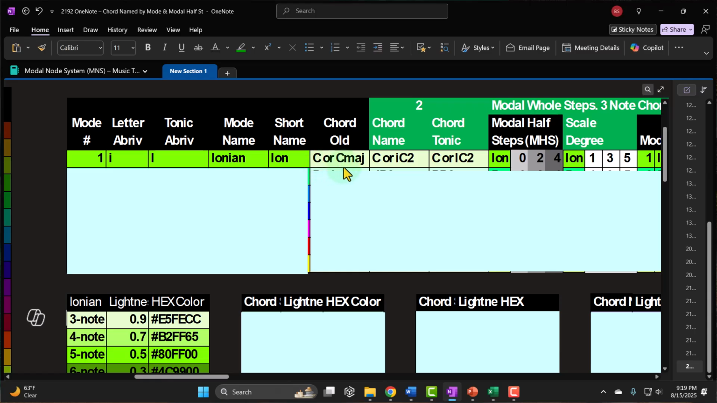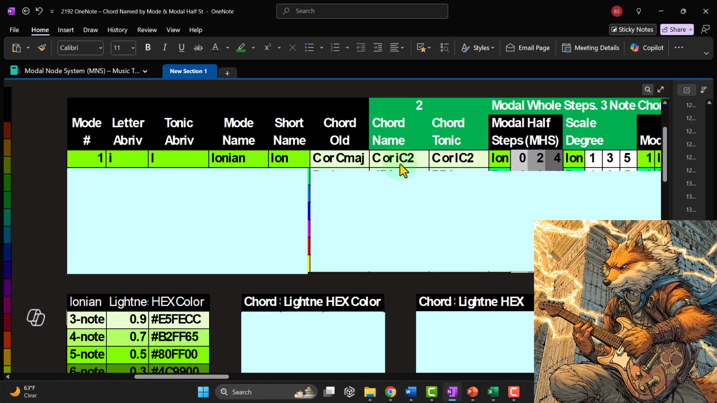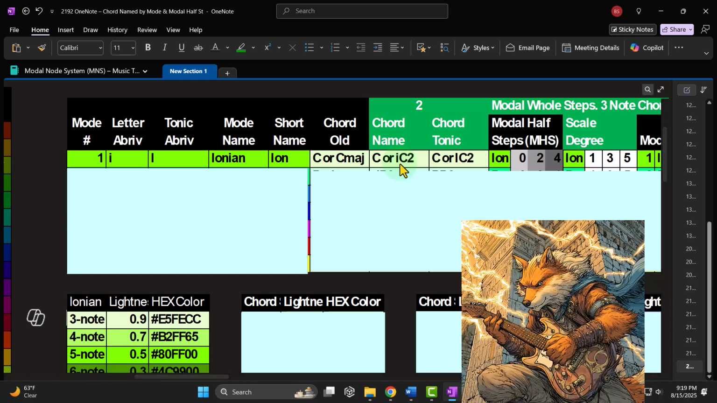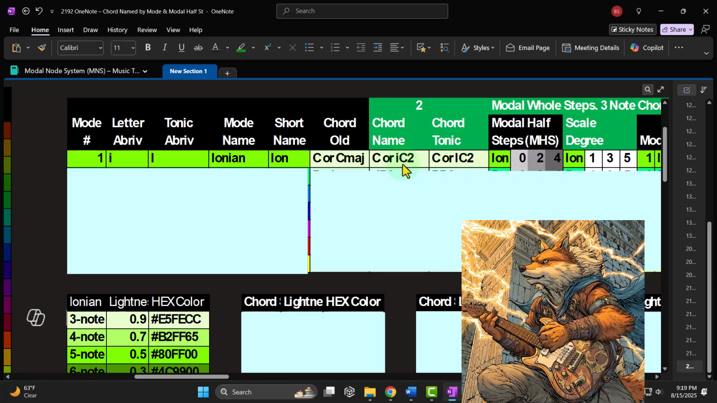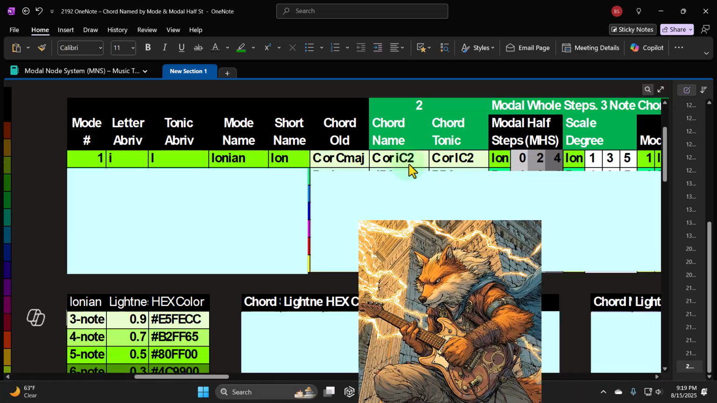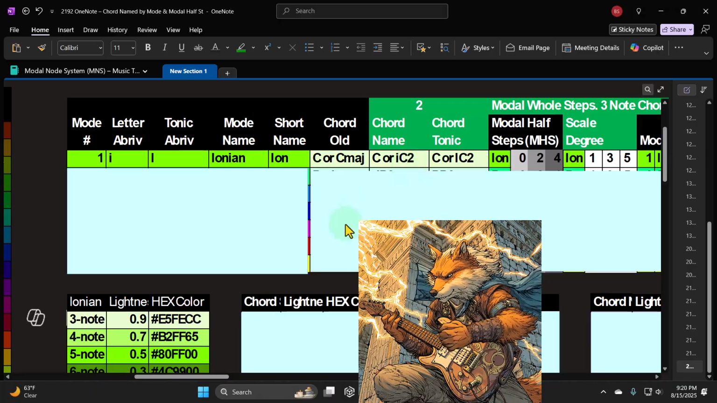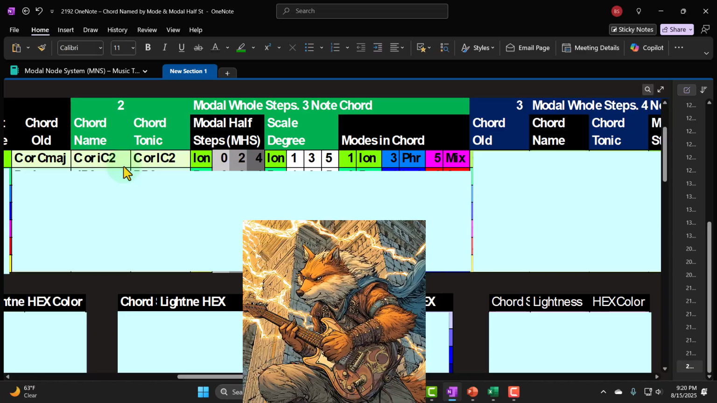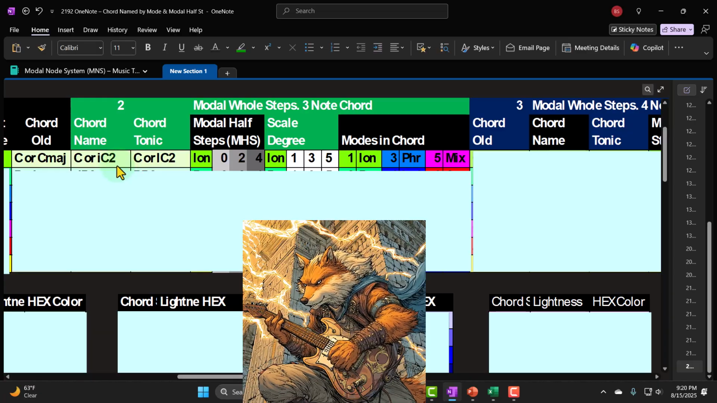That means that a C major, I'm going to show this yellow green, but it makes more sense if we name it by node or modal chord. It's a 3-note Ionian chord, and I could add the C. It's an Ionian C chord, but I'm just going to say I'm in the collection of notes of C, so I'm just going to say it's an I2 chord or a 3-note Ionian chord, meaning you start at the Ionian and then you count the last note is going to be 2 modal whole steps up.